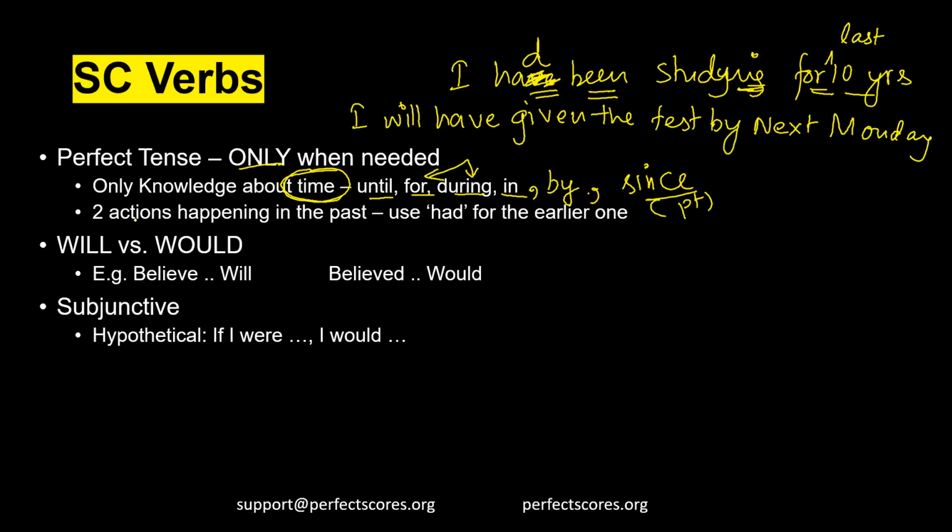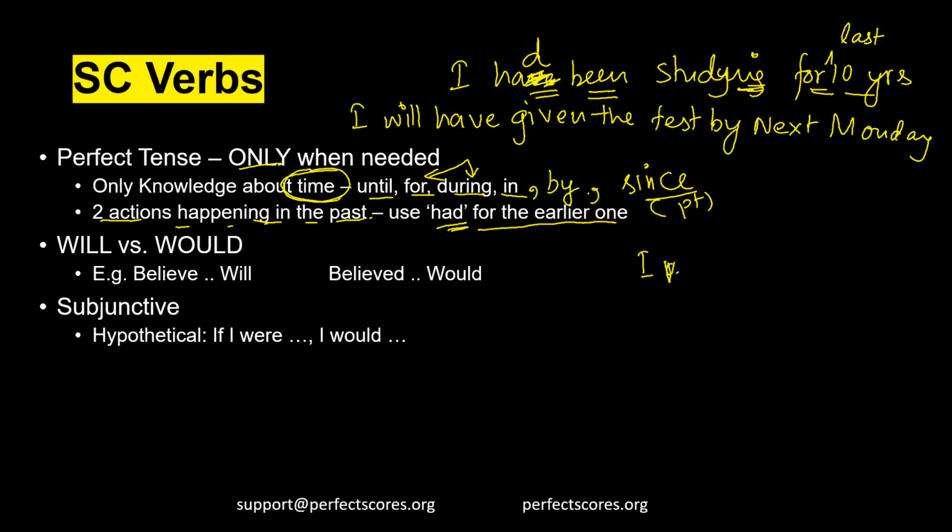And the second case is when there are two actions happening in the past. So if both actions are happening in the past and you use the simple past tense, you won't be able to clearly identify which one was still happening before the other. So for that, we use this rule that just use had because it's in the past for the action that happened earlier in the timeline.